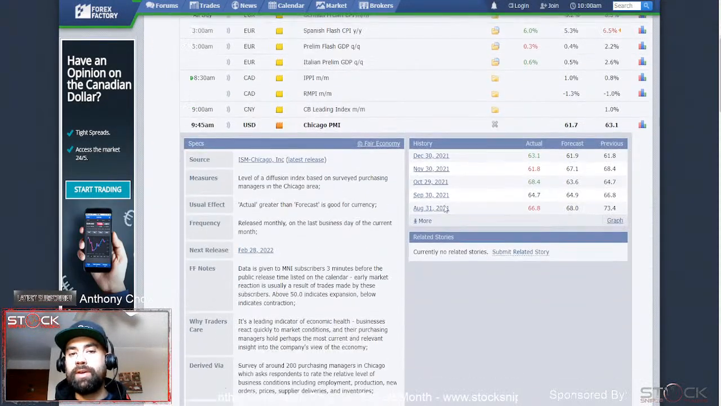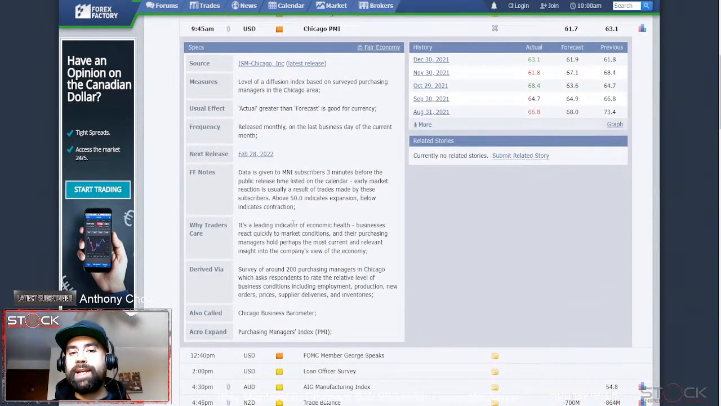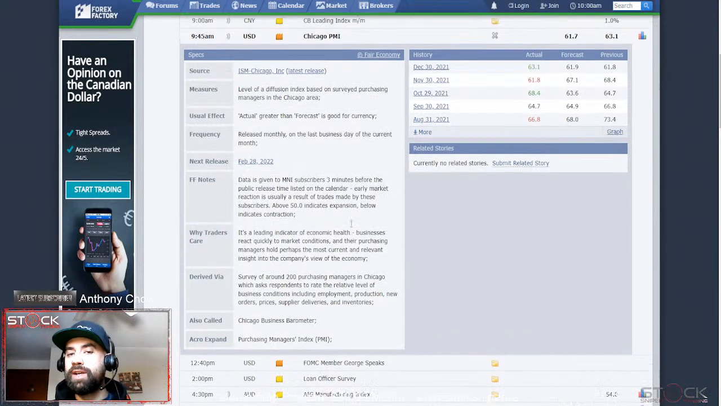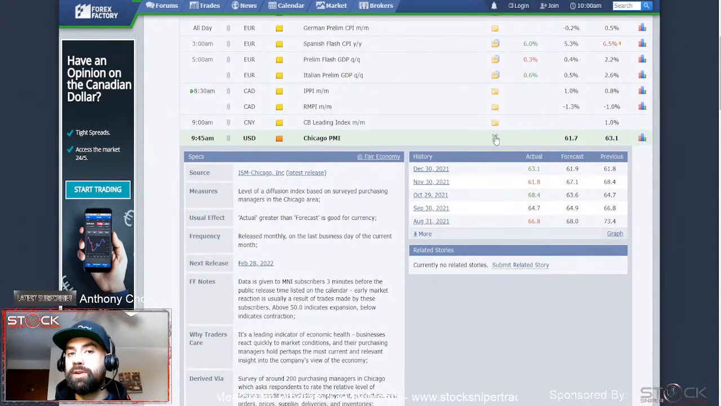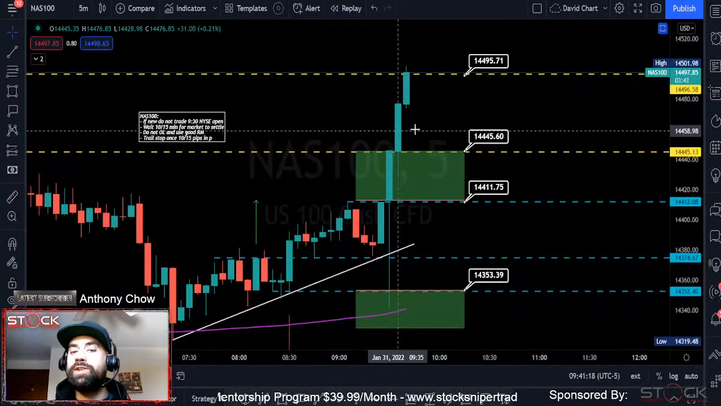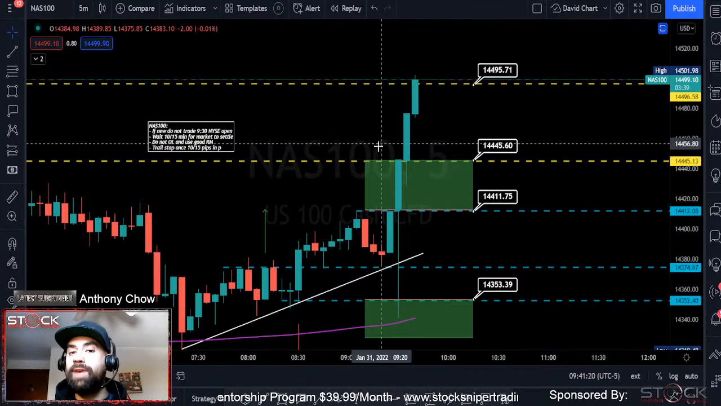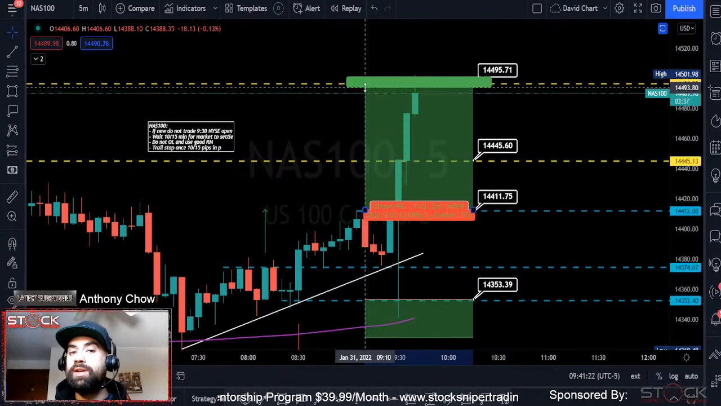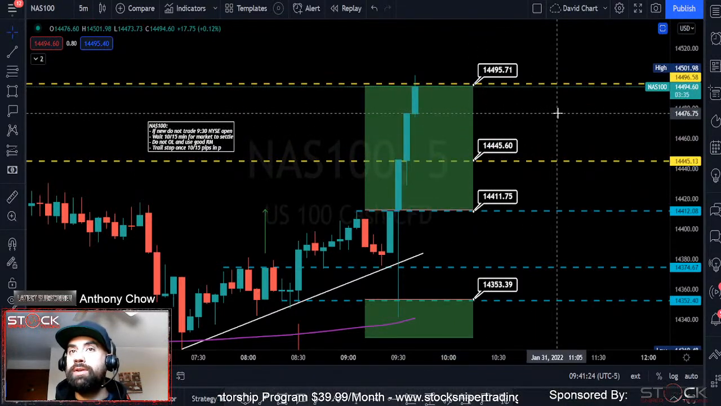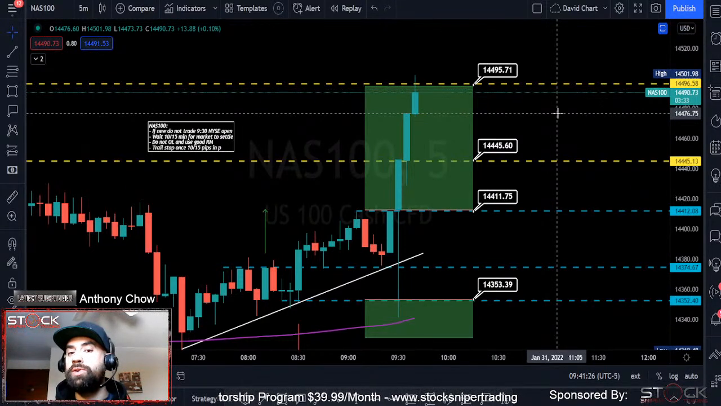Remember, why traders care: it's a leading indicator of economic health. Businesses react quickly to market conditions, and their purchasing managers hold perhaps the most current and relevant insight into the company's view of the economy. This is the Purchasing Managers Index, coming out of Chicago. This is a huge thing, guys. It can have a high significance on the market, but you can see with the initial market open, it's starting to push and pull.